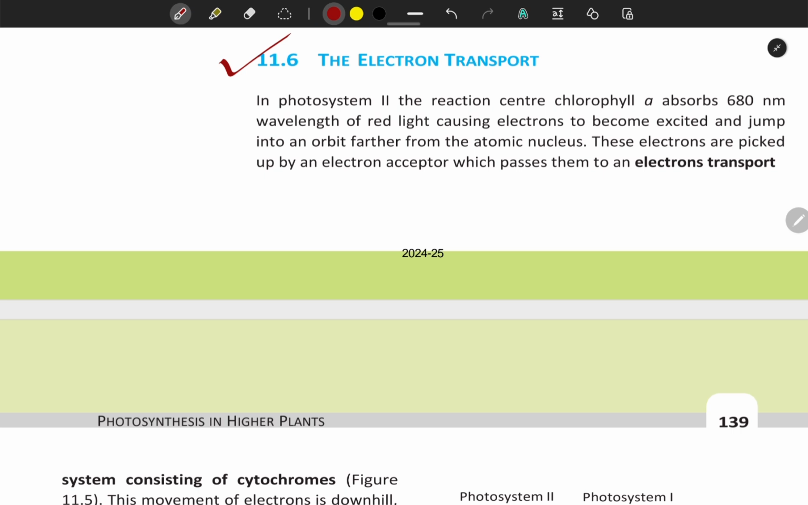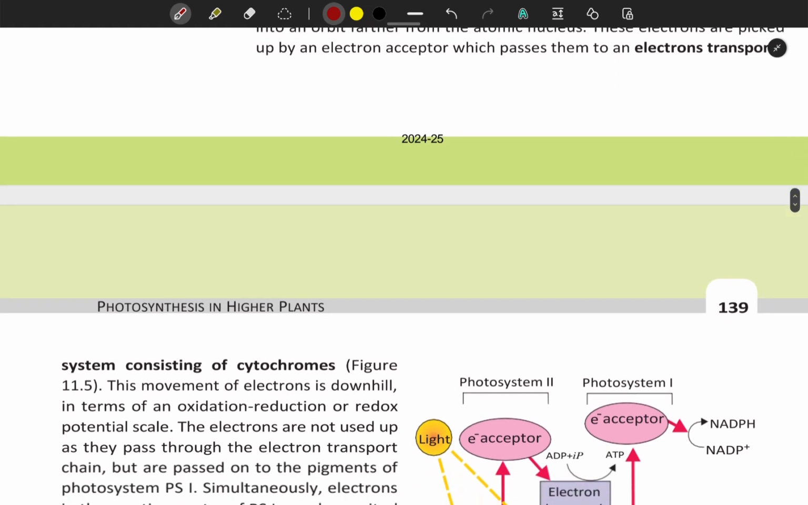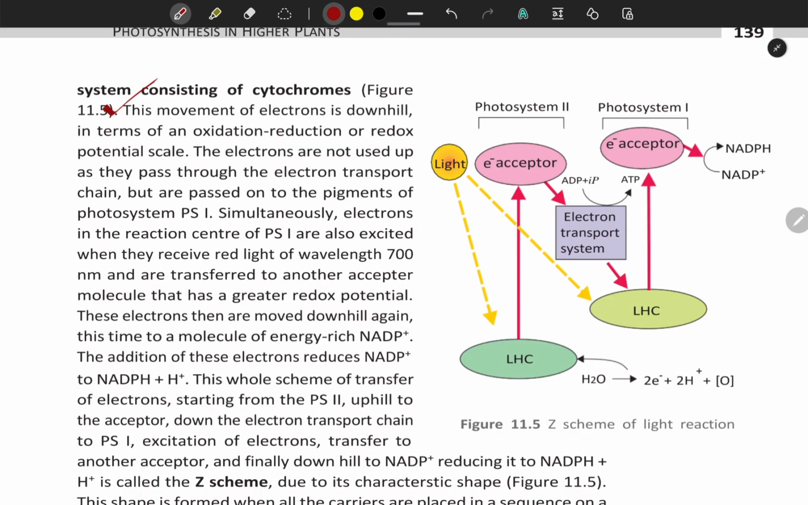11.6 The electron transport. In photosystem II, the reaction center chlorophyll a absorbs 680 nm wavelength of red light, causing electrons to become excited and jump into an orbit farther from the atomic nucleus. These electrons are picked up by an electron acceptor, which passes them to an electron transport system consisting of cytochromes. This movement of electrons is downhill in terms of an oxidation-reduction or redox potential scale. The electrons are not used up as they pass through the electron transport chain, but are passed on to the pigments of photosystem I.